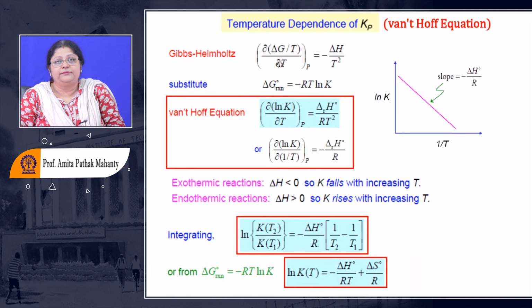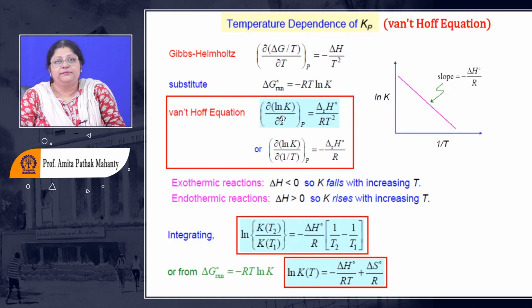Again, you have delta G by T differentiated with respect to temperature at constant pressure, which is nothing but minus delta H by T square. This we have used a number of times because it's very important for any numericals or for your everyday solutions. If you now substitute delta G standard, the delta G of reaction, in place of delta G here, then what you get is the Van 't Hoff equation.